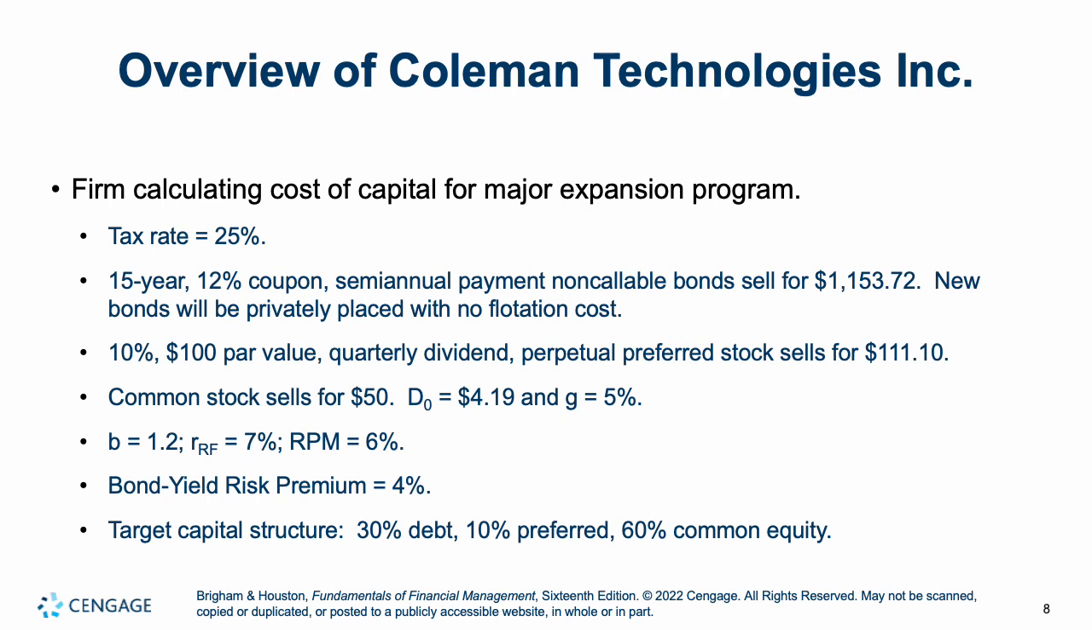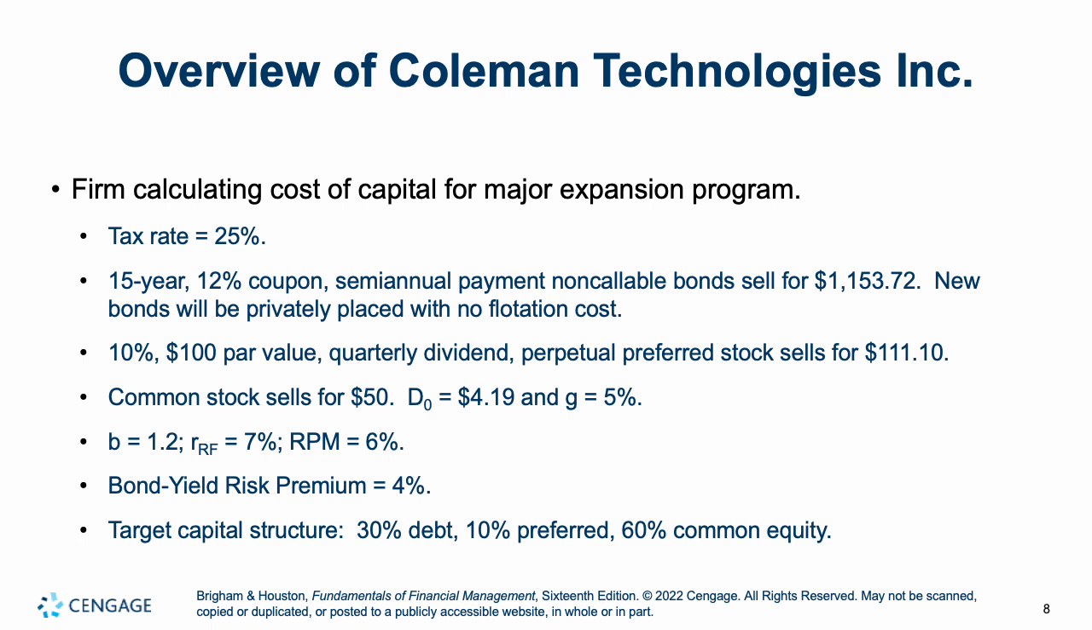So if we want to look at this company here, Coleman Technologies, we want to find their weighted average cost of capital and all that good stuff. They have a tax rate of 25%. They're issuing 15-year, 12% coupon semi-annual bonds, selling for $1,153.72. 10% $100 par value quarterly dividend preferred stock, currently selling for $111.10. Common stock is selling for $50. Dividend D0 is $4.19, growth 5%. Beta 1.2, risk-free rate 7%, and the risk premium of the market is 6%.